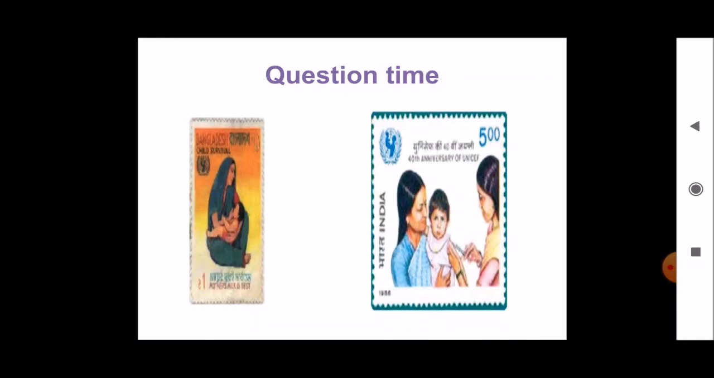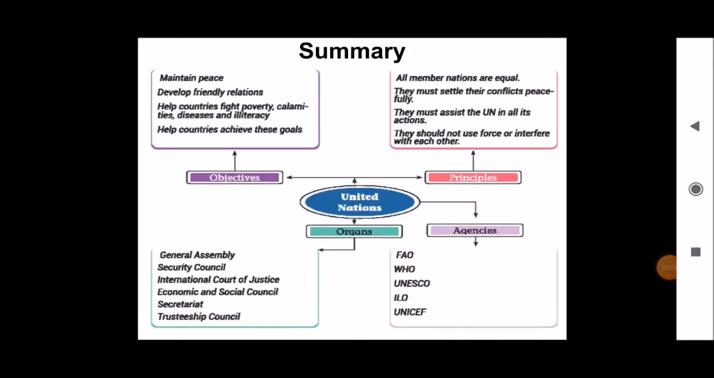So now you can have an idea of which issue in our country needs the support of the UN. Yes, now it is about safety for us from the COVID and Omicron, the various diseases we are facing nowadays. So children, we are at the end of the session. Let us summarize what we learnt. The main objectives of the UN is to maintain peace, to develop friendly relationship among countries, to help countries fight against poverty, calamities, diseases and illiteracy, and to help countries achieve these goals.